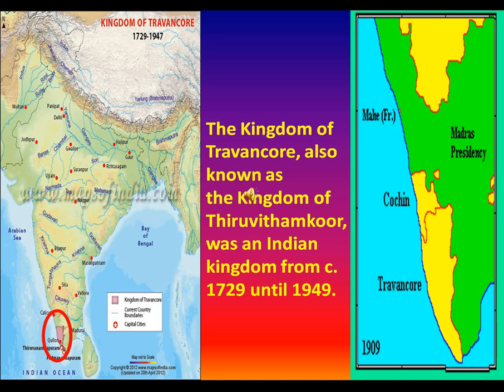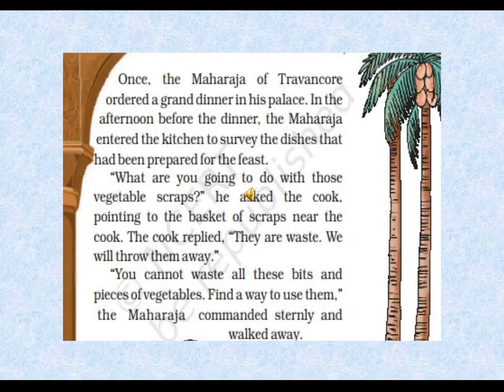If you look closely at the left hand side of the screen, you'll find a map of India. At the very bottom of the map there is a red boundary, and within that the pink colored land is the kingdom of Travancore. And on the right hand side of your screen you can see a closer picture of the kingdom of Travancore. In the present day, it covers a little bit of the land of Kerala and Tamil Nadu.